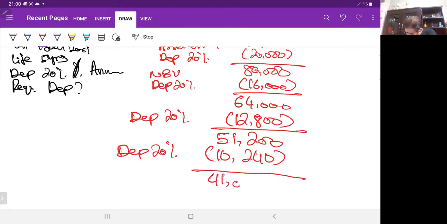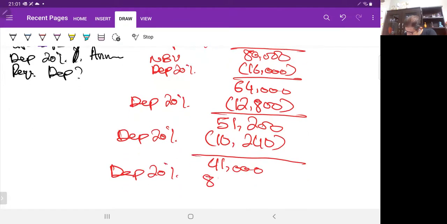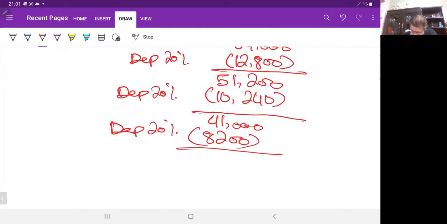41,000. Then depreciation 20%. 41,000 into 20%, I'll get 8,200. 41,000 minus 8,200, that's 32,800, and so on. It will go like this.